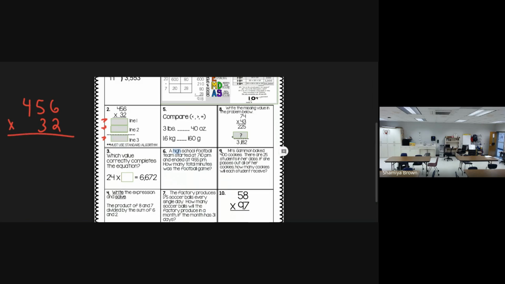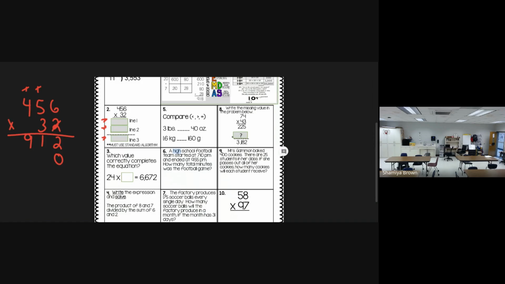6 times 2 is 12, put my 2, carry my 1. 5 times 2 is 10, plus 1 is 11. And then 4 times 2 is 8, plus 1 is 9. Just double checking myself. Yep. Now I'm going to put my 0 to hold my place. Mark out my 2, mark out this 1 up here and this 1 up here that I carried over.